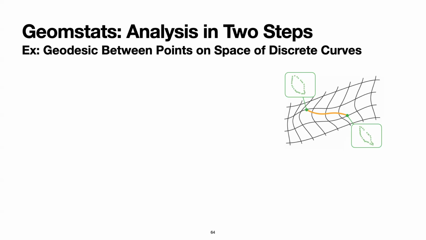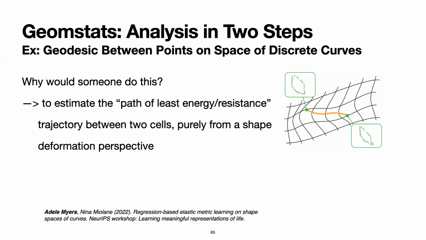Okay, another example, computing a geodesic between points on the space of discrete curves. Why would someone do this? Well, the geodesic minimizes an energy function on the manifold, and it also realizes the shortest path between 2 points. So someone might want to do this to estimate the path of least energy / resistance trajectory between 2 cells, purely from a shape deformation perspective.